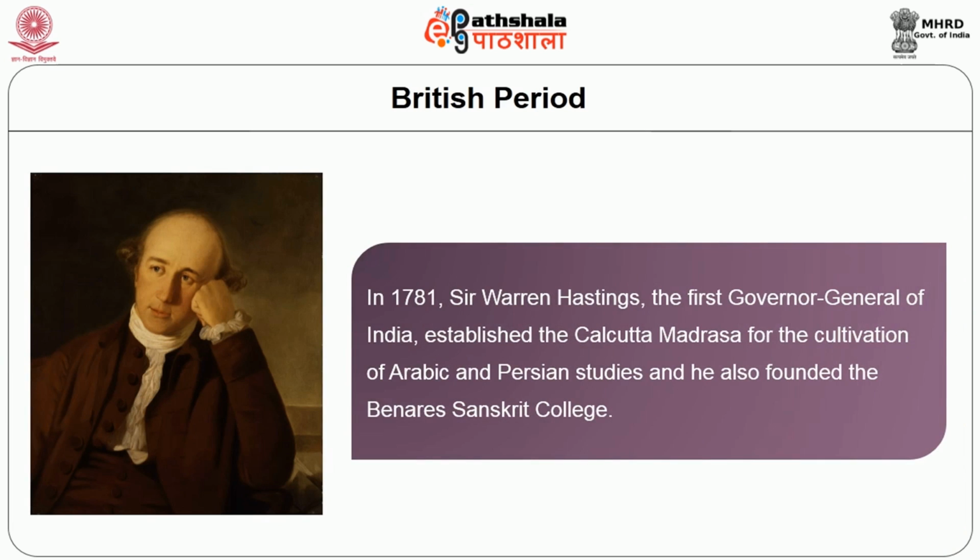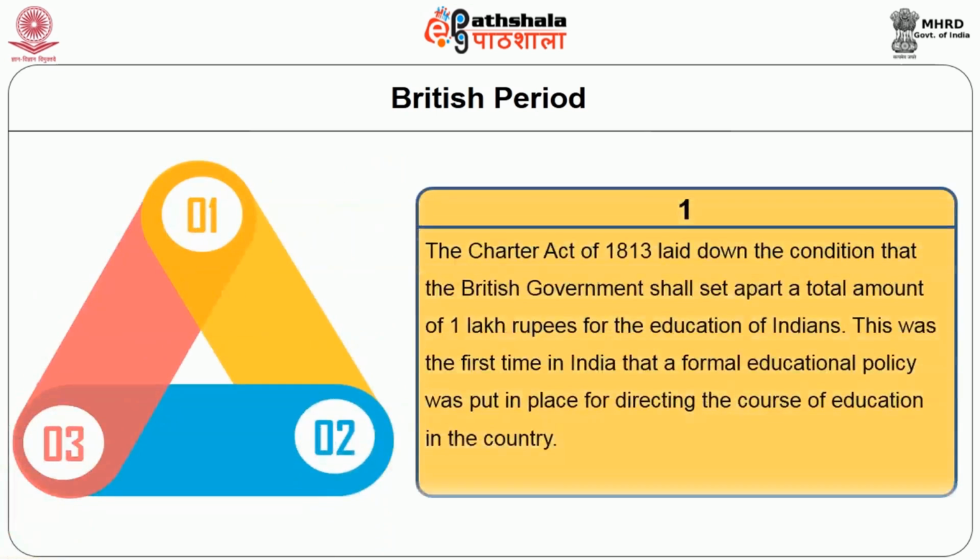In 1781, Sir Warren Hastings, the first Governor General of India, established the Calcutta Madrasa for the cultivation of Arabic and Persian studies, and he also founded the Banaras Sanskrit College. The Charter Act of 1813 laid down the condition that the British government shall set apart a total amount of 1 lakh rupees for the education of Indians. This was the first time in India that a formal education policy was put in place for directing the course of education in the country.